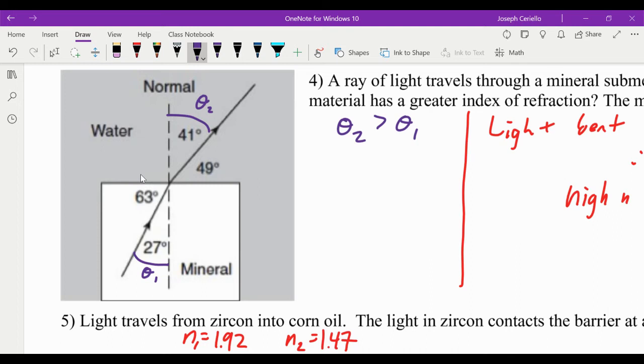That means that n1 is greater than n2. Okay, it's kind of like the opposite. I wouldn't say inverse, but it's kind of the opposite. So the mineral must have a greater index of refraction than the water.